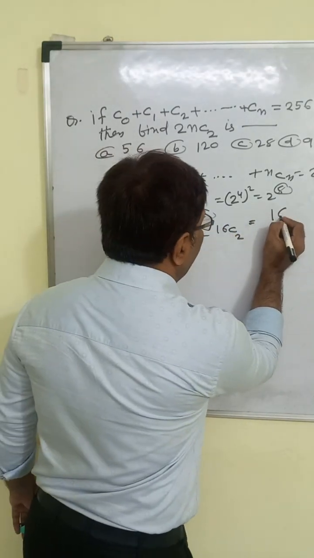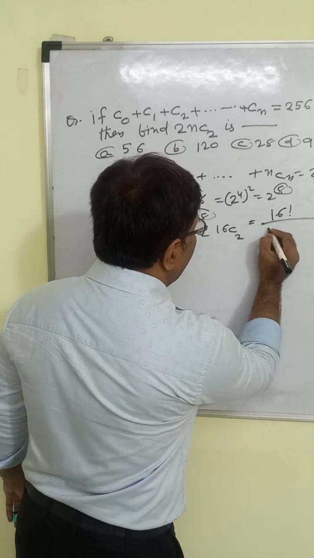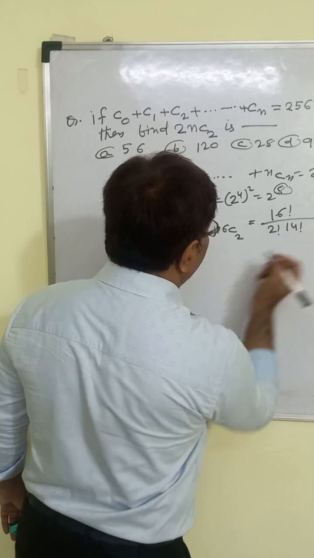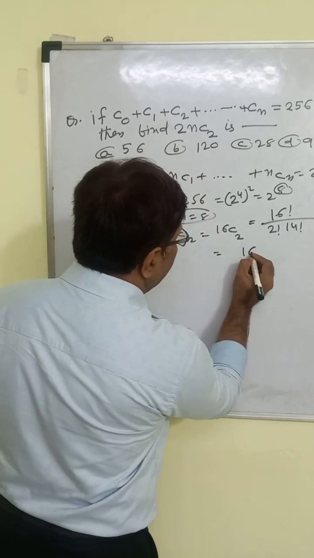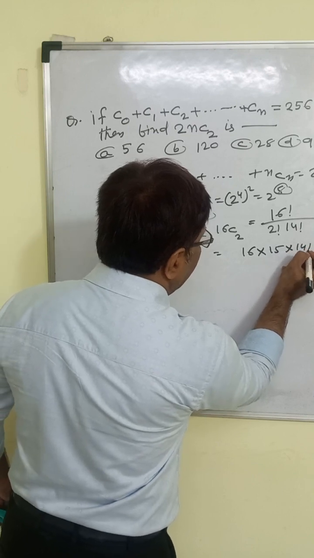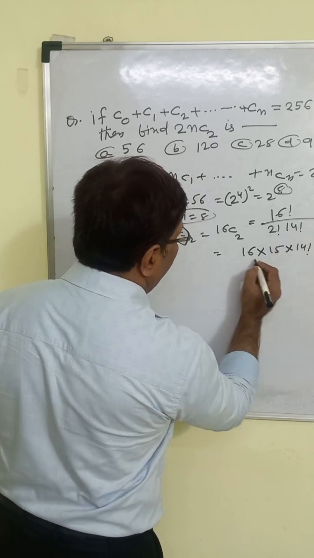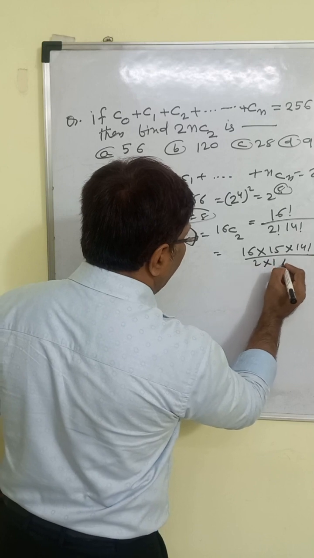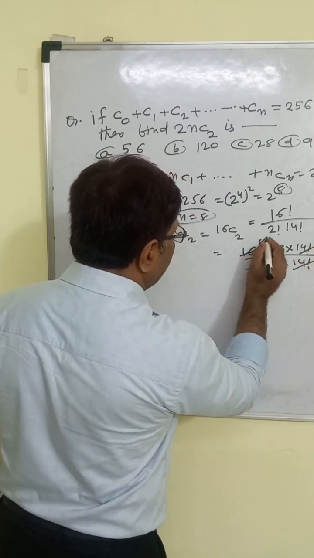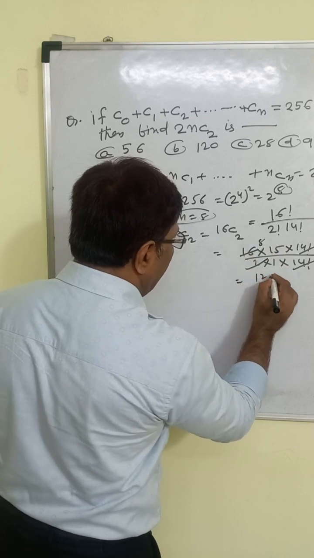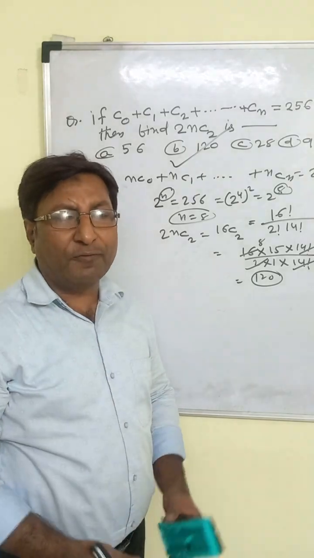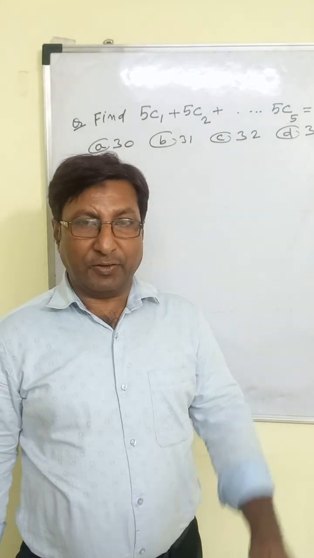You know the formula NCR, n factorial over r factorial into n minus r factorial. 16 factorial over 2 factorial into 14 factorial, since 16 minus 2 is 14. So here 16 multiplied by 15 into 14 factorial, stop, because in the denominator this is 14 factorial and this is 2 into 1. So the 14 factorials cancel, 2 8s are 16. So 15 into 8 is 120. So our correct answer is B option, 120.